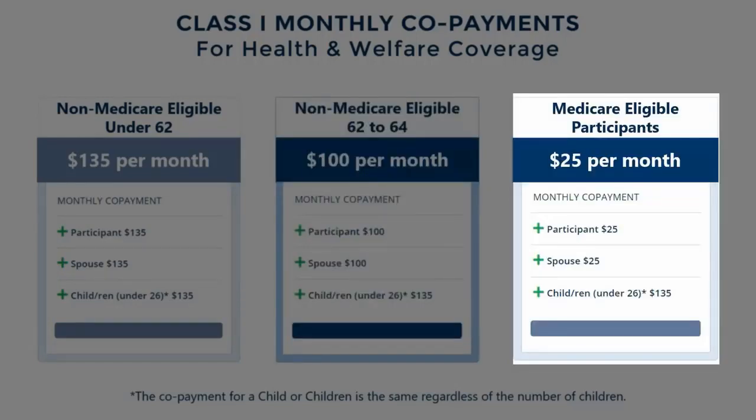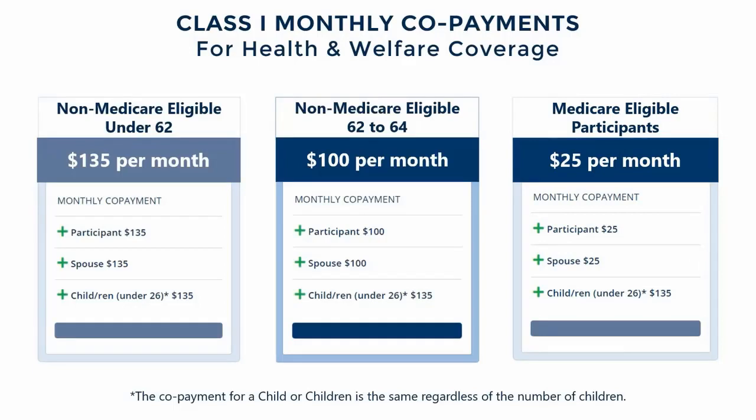When you hit Medicare, it drops significantly to $25 a month. Again, that's $25 for the participant, $25 for the spouse. The copay is for kids as a bucket, whether you have 1, 3, or 5. You're going to pay that one flat copay to cover your children.